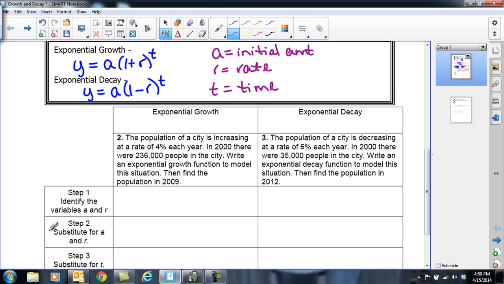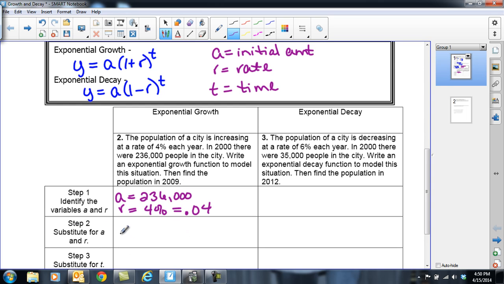Well, we got to find out what A and R are first of all. A is the initial amount. Well, we're going to assume that 2000 is where we started, so the initial amount is 236,000. Your R for this problem is 4%. Well, I can't use it as a percentage. I have to turn that into a decimal, which happens to be 0.04. So now I have my A and my R. So I'm going to substitute those in.